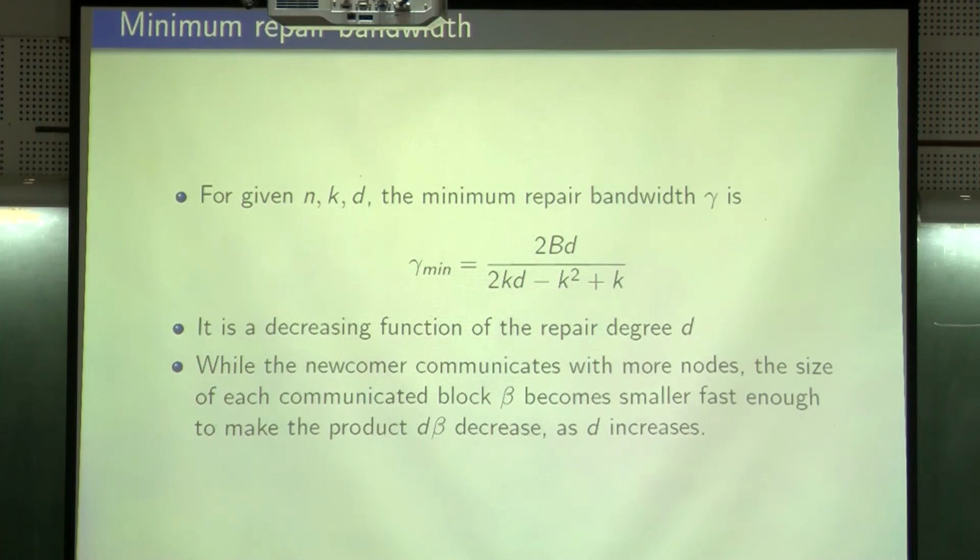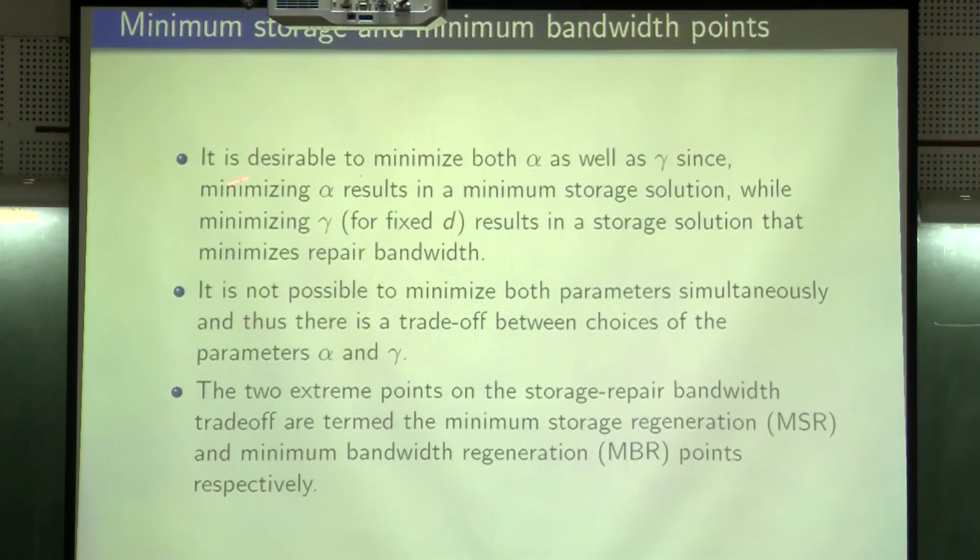Once you obtain this minimum, it is desirable to minimize both alpha and gamma as well. Once you minimize alpha, what will it be? It has to be b divided by k. But after minimizing alpha, minimizing gamma for fixed d results in the storage solution that minimizes the repair bandwidth. So I can minimize alpha and get one thing, and then if I minimize the repair bandwidth, I get the minimizing solution for repair bandwidth.